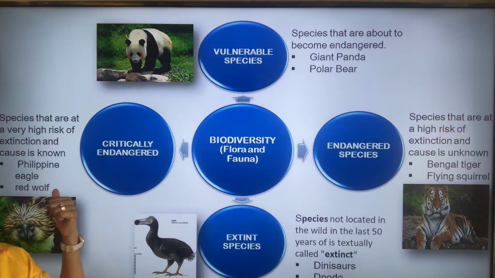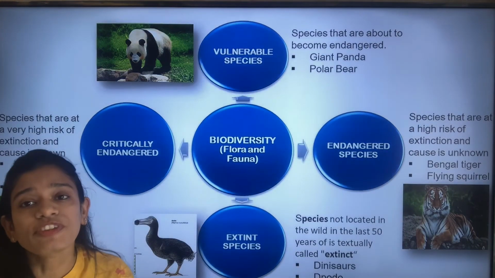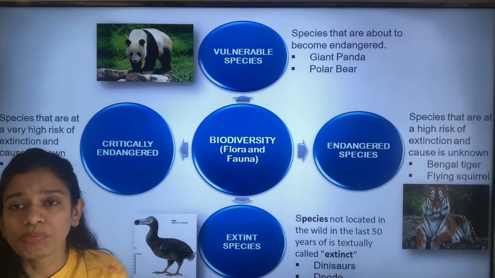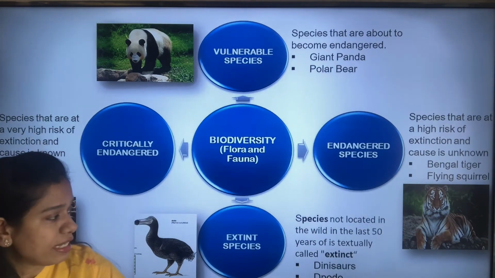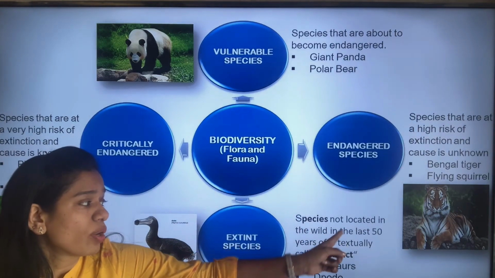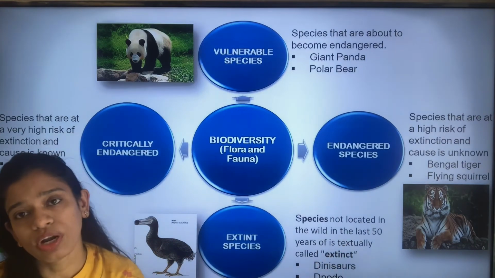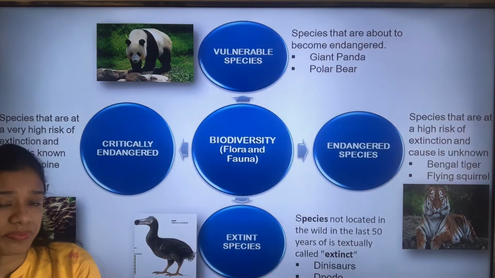Example, that of the Philippine eagle and the red wolf. So this is a Philippine eagle and a red wolf. And extinct, these we have already lost the species. These particular animals or birds or plants, they are no more with us. We have not seen them. So a species that is not located in the wild in the last 50 years is technically called extinct, like that of the dinosaurs or the dodo bird.